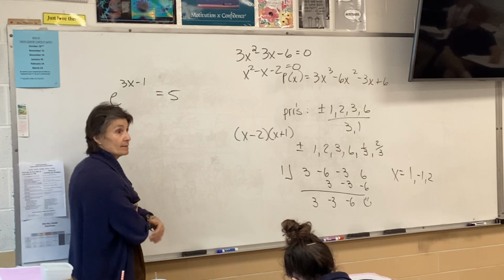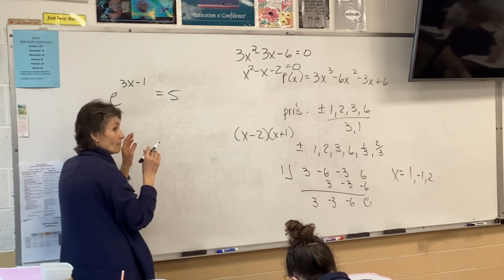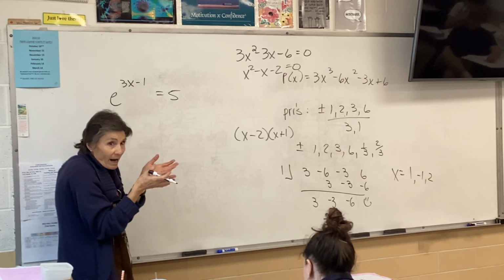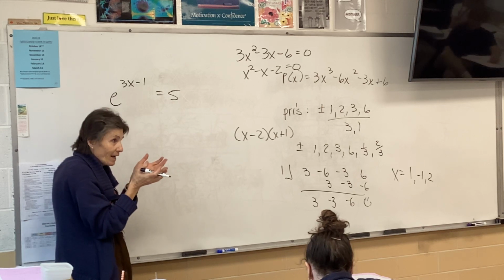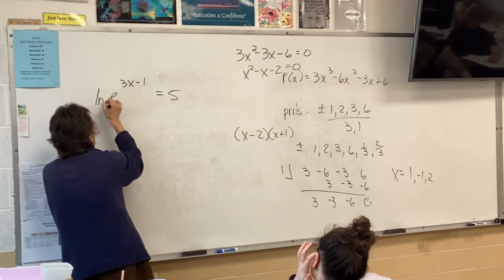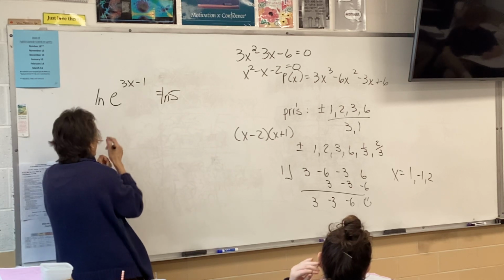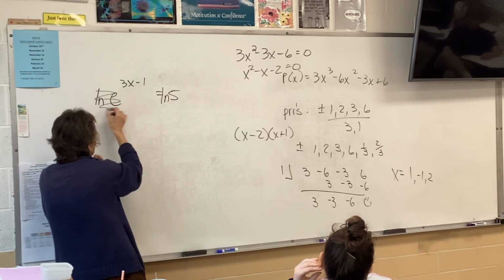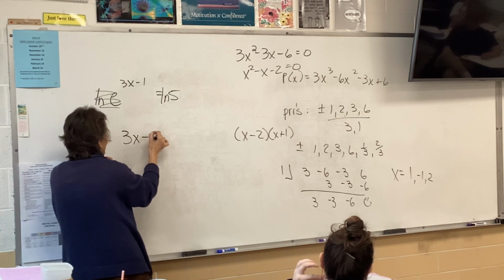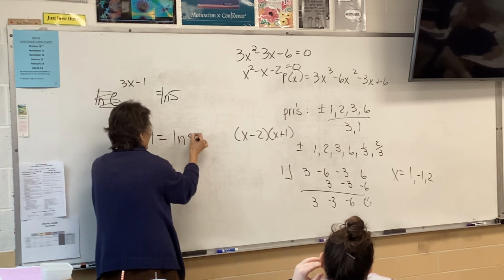ln both sides. Normally, we divide first, but there's nothing to divide. So we're gonna just jump in and ln both sides. And then what happens right here? e cancels out. So 3x minus 1 equals ln 5.